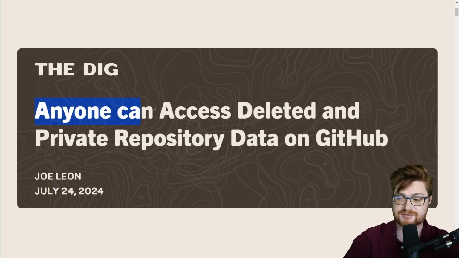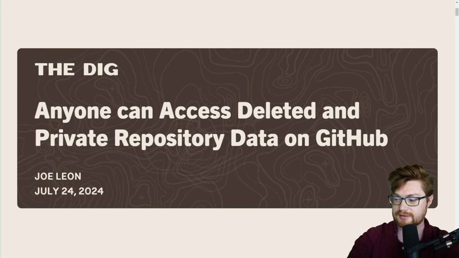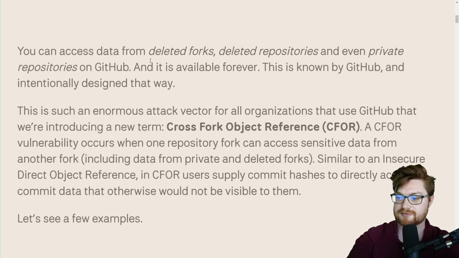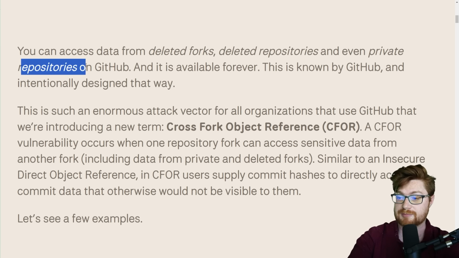Anyone can access deleted and private repository data on GitHub. Now, this is a write-up, a little bit of an article that was put out by Truffle Security way back in July of this year, and I would like to walk through it, I'd like to showcase it, maybe do a couple demos here. It says you can access data from deleted forks, deleted repositories, and even private repositories on GitHub.